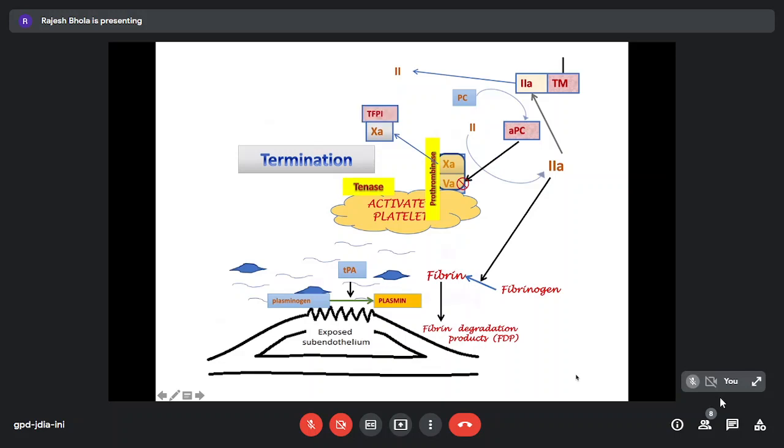Now, they will also act on factor 10, that is, tissue factor pathway inhibitor acts to form an inactive factor 10. Similarly, antithrombin will act on factor 10 to form inactive factor 10. And the same action is being simulated by your unfractionated heparin, low molecular weight heparin, or fondaparinux.